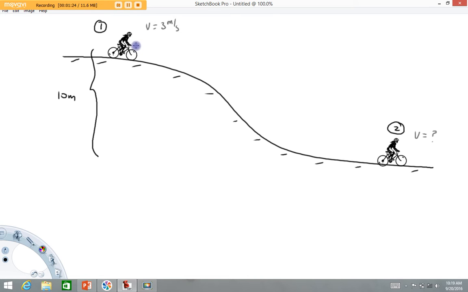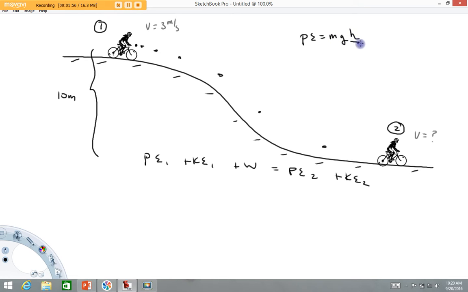Just like the previous problem, I might start with my motion diagram, the dots to indicate that the bike is speeding up as it goes down this hill. I'm going to write out my work energy theorem: PE1 plus KE1 plus work equals PE2 plus KE2. Potential energies are equal to mgh terms if we're at the surface of the Earth.